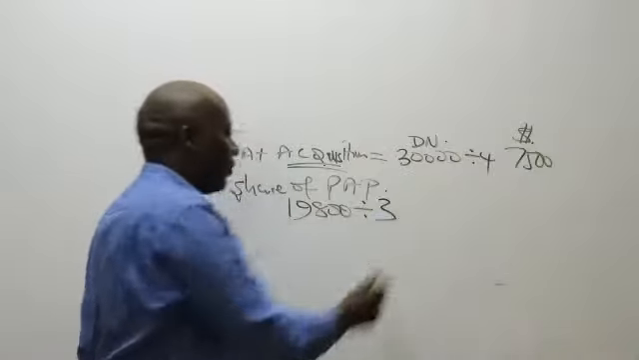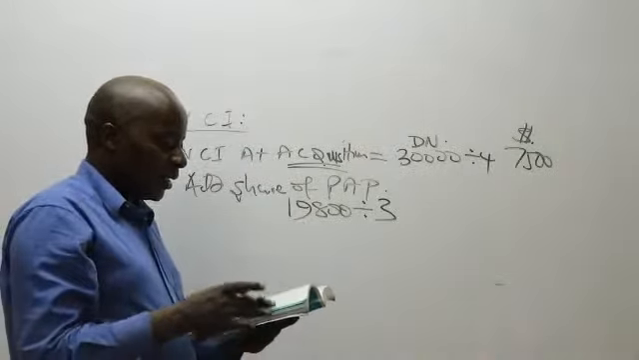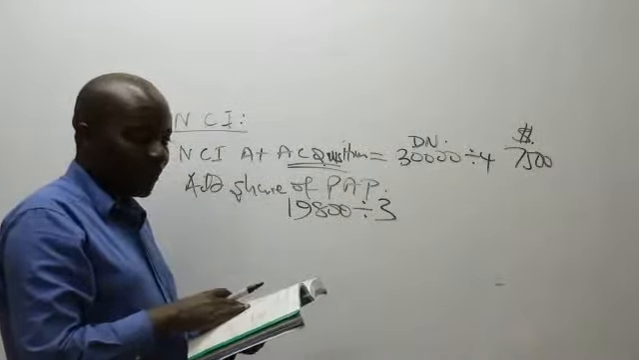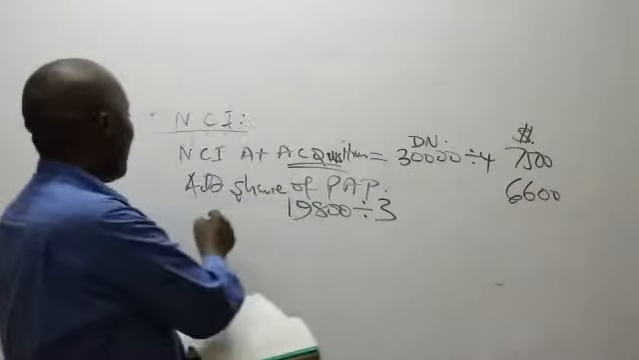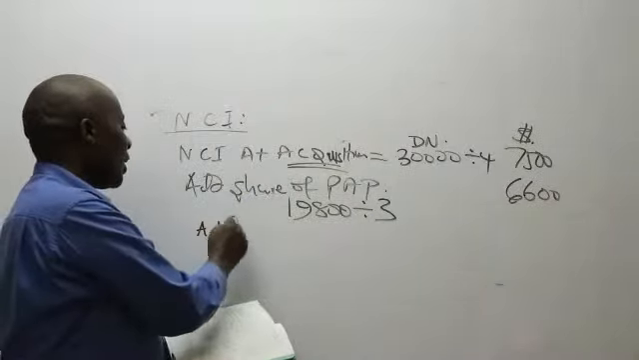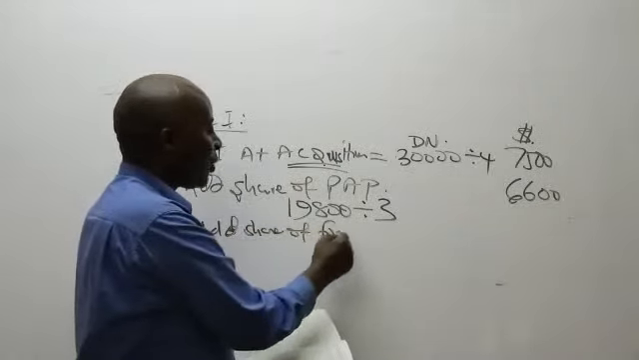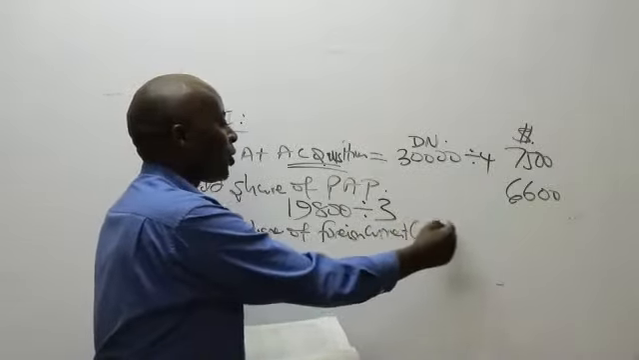Could you kindly give me a figure to write there? 6,600. Thank you very much. Now come here and add share of foreign currency for net assets.